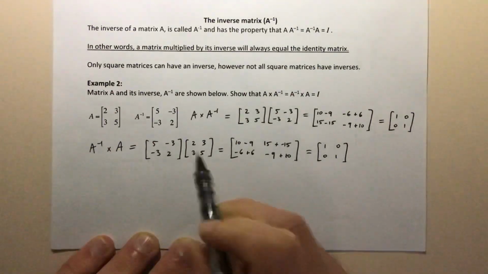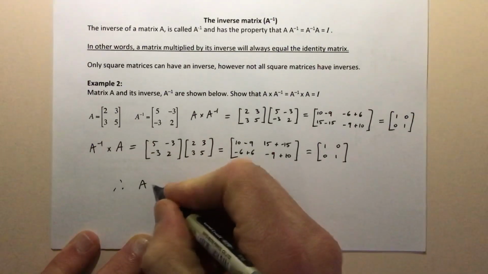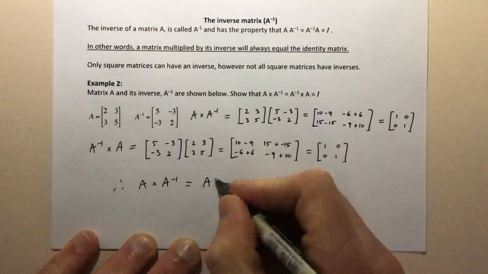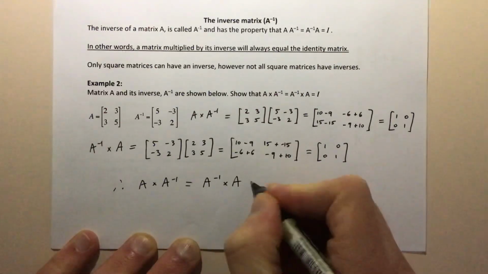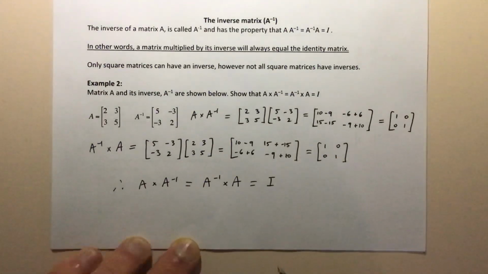So we've demonstrated that both of these multiplications are equal to, well, they're equal to each other, so I can say that is true, but they both equal the identity matrix, which is what we were required to show.